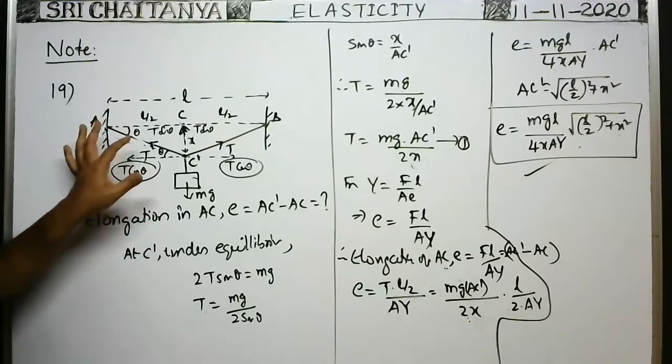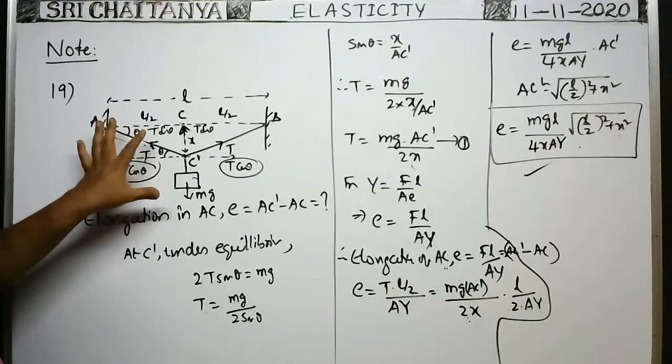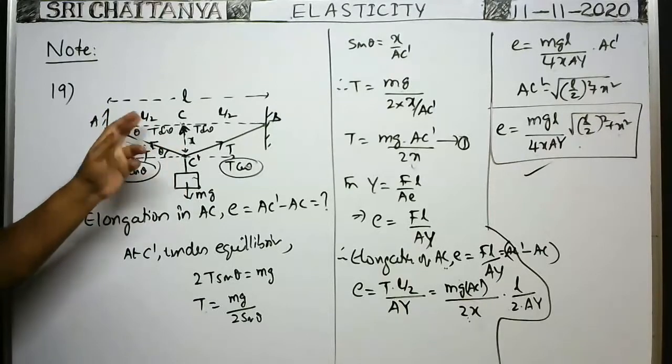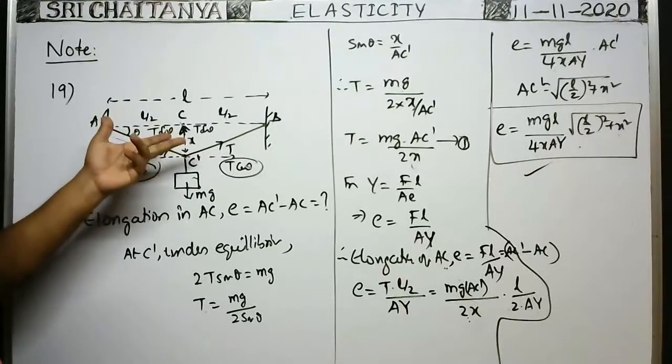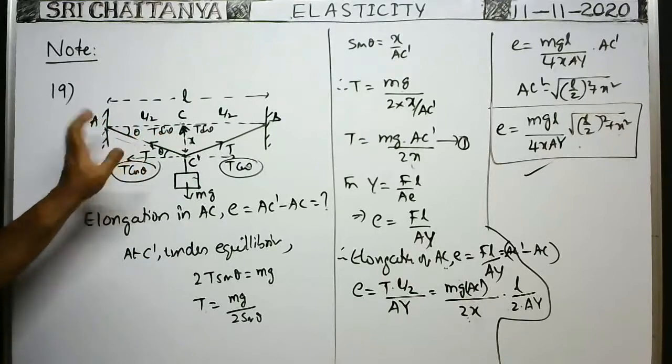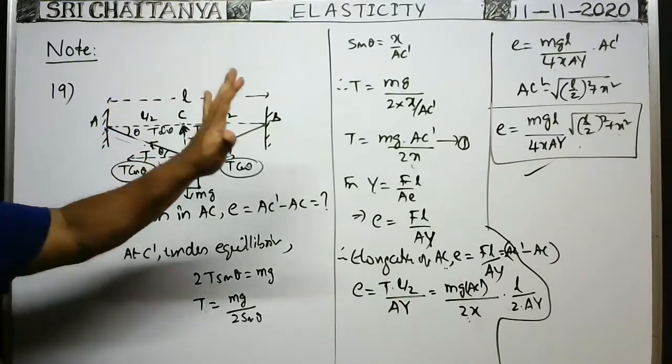I think here some information is not given. X may not be given, or this length may not be given. Theta may be given. Some information is not given. We have to find like this.